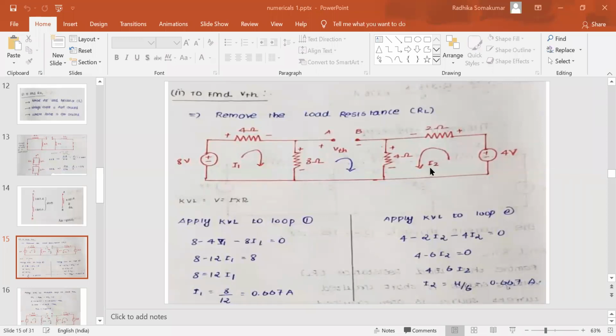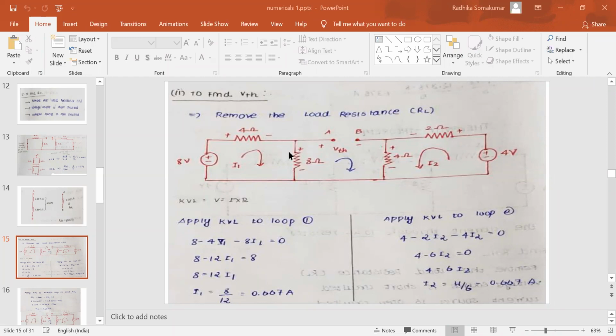That was a good try by everyone. So you can write that the same equation will come. There won't be any change. You will get the same value. It just depends upon how you mark your current and how you take the polarity. All right, so we have got the values for I1 as well as I2.